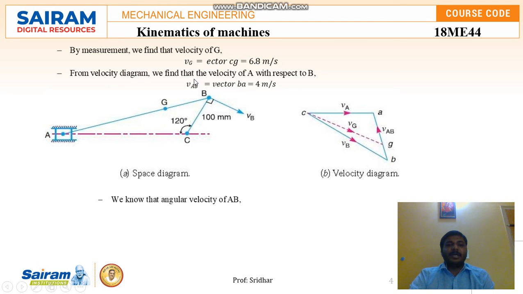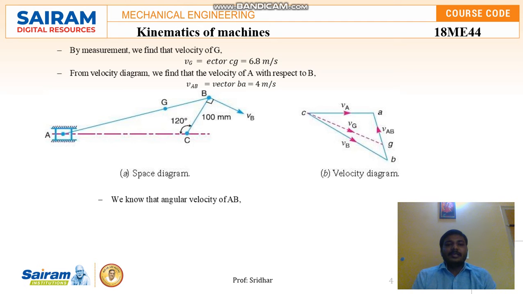From the velocity diagram, we find that the velocity of A with respect to B, that is vector AB, will be equal to vector BA, so that will be 4 meters per second. See how? Because vector AB will be equal to BA. By finding that in the vector diagram, you can see from A to B, it will be B to A. The distance will be 4 meters per second.